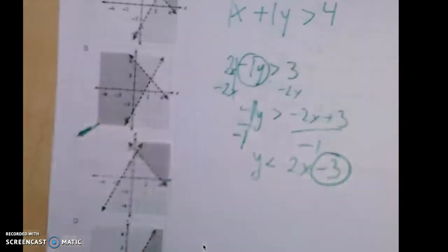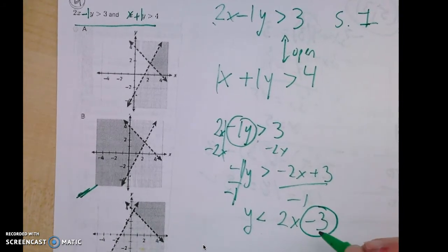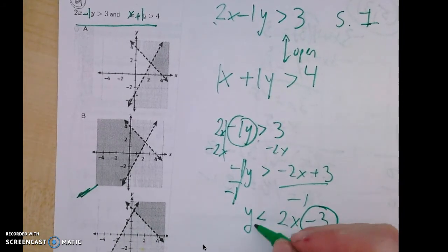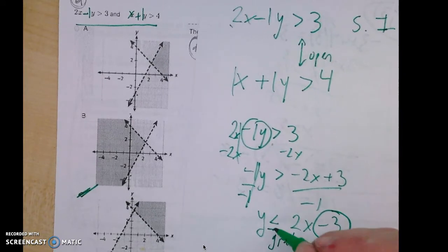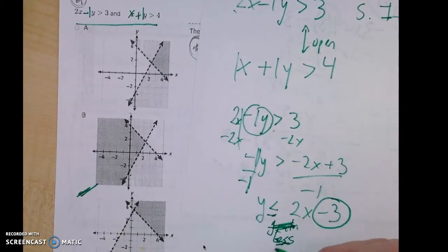Okay, so even at the very least, I've eliminated one of my answer choices. Now, I'm looking for the line with the y-intercept of negative 3 to have a shading that is greater. Oh, sorry, less. Sorry, it's less. My bad.